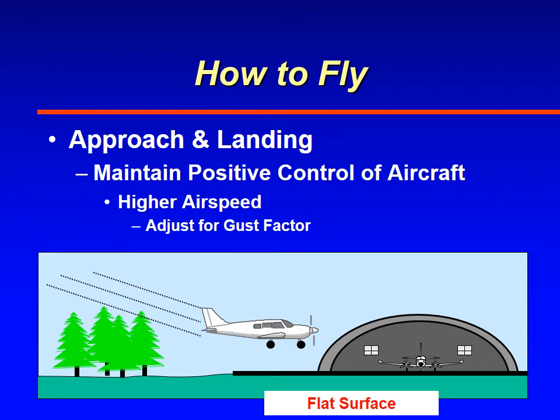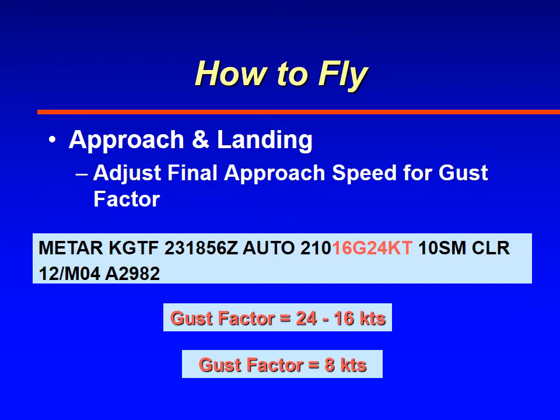Also, as we said, usually your ground speed is slower, so you want to have a higher airspeed on final approach. How high? One rule of thumb that's been used over the years is to adjust your final approach speed for the gust factor. And the gust factor we discussed earlier was the difference between the peak gust and the average or sustained wind. In this case, the difference is 8 knots in this METAR.